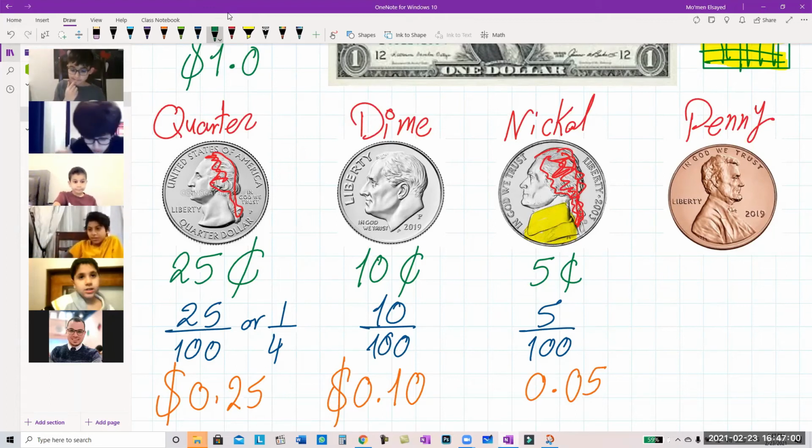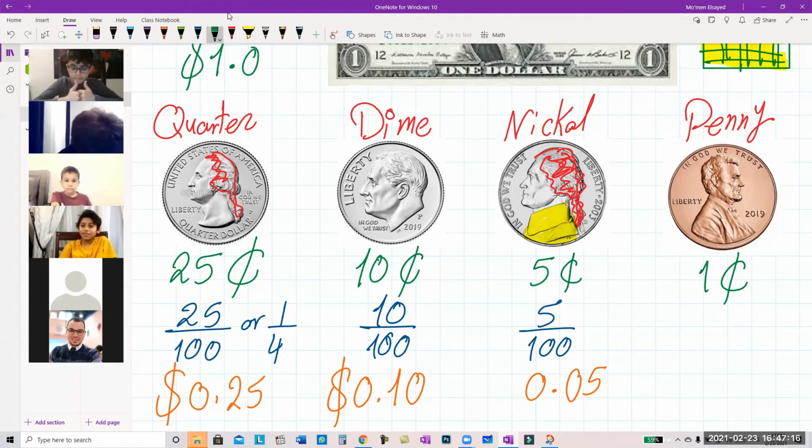How many cents? 1 cent. Excellent. It's 1 cent, the smallest unit of money. So I know it, like here the halala. Are you familiar with the halala here in Saudi Arabia? Yeah. Okay, so it's the same thing. It's a penny, 1 cent.